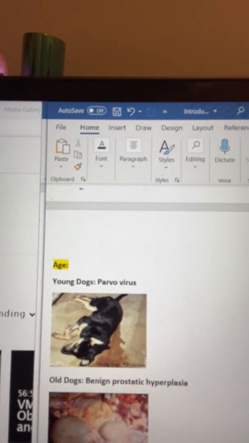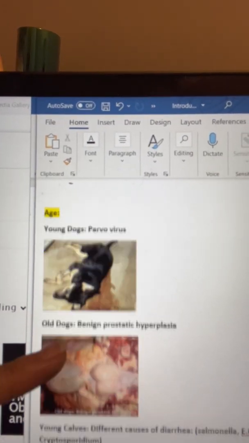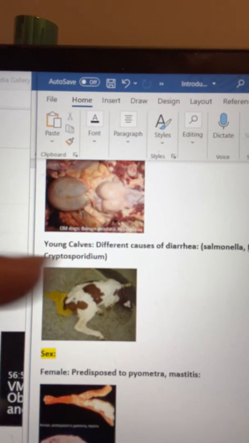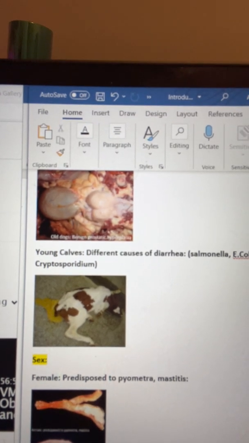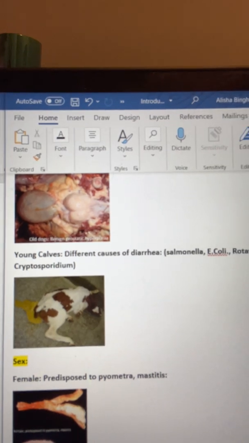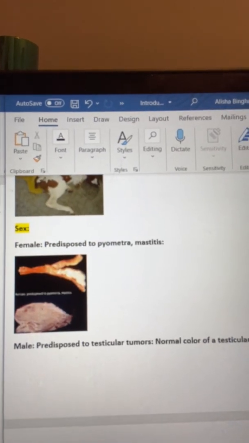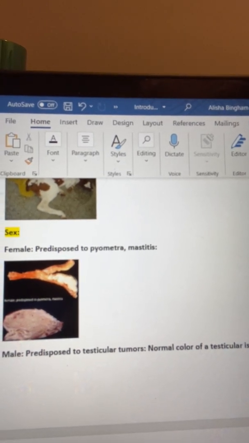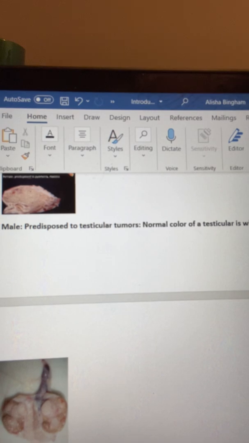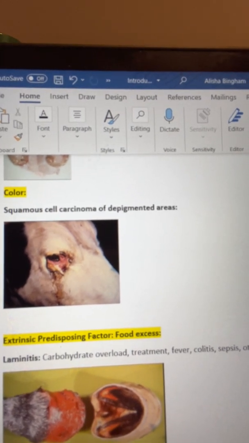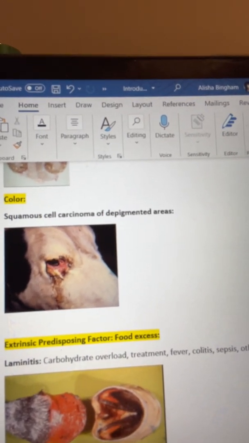And then we have age, so young dogs get parvovirus, old dogs get benign prostatic hyperplasia. Young calves have different causes of diarrhea. They have salmonella, E. coli, rotavirus, coronavirus, or cryptosporidium. And then sex being another intrinsic factor. Females are predisposed to pyometra and mastitis, whereas males are predisposed to testicular tumors. And then getting into color, we have squamous cell carcinoma of depigmented pendant areas in white.